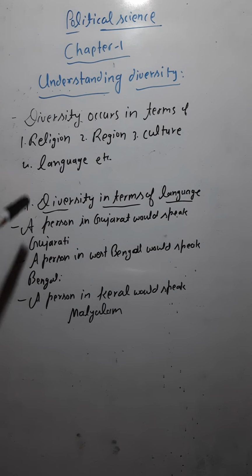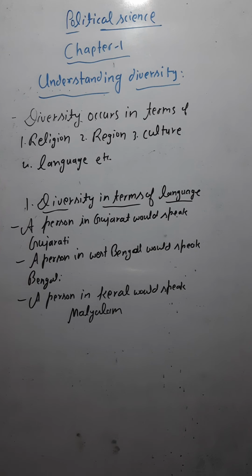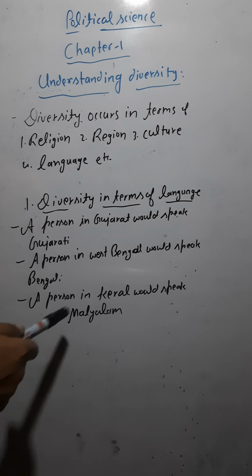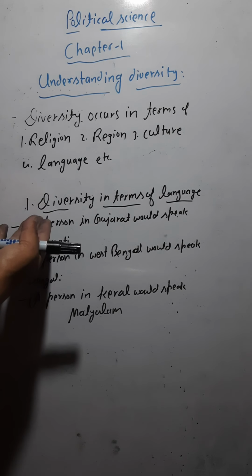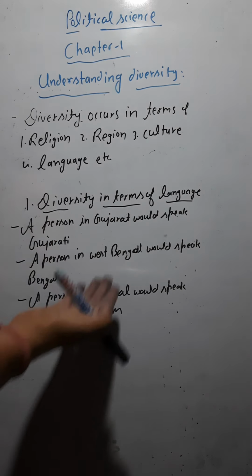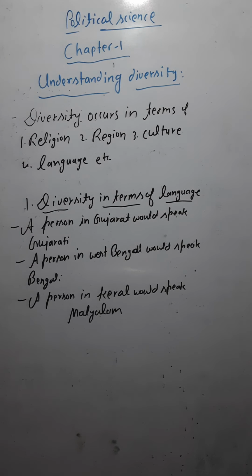Now if we talk about diversity in terms of language, a person in Gujarat would speak Gujarati, a person in West Bengal would speak Bengali, and similarly a person in Kerala would speak Malayalam. So that is how we have different types of languages. Now you can see we have diversity in terms of language here. This is how we are understanding diversity. Now let's discuss diversity in terms of other things like religion, region, etc.